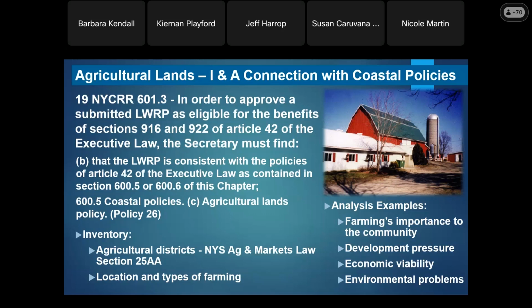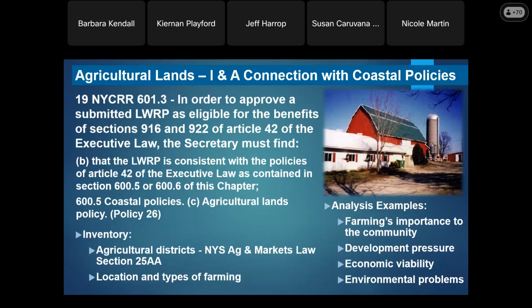So in the inventory, data would include identifying and mapping agricultural districts in Section 25AA of the state law, mapping soil types, and identifying types of farming, which could include dairy, cattle, horse, pig, chicken, vineyard, row crops, orchards, and vegetable truck farming, just to name a few. And then in the analysis, it would discuss available and productive agricultural land in the coastal area and along inland water bodies and their importance to the community.